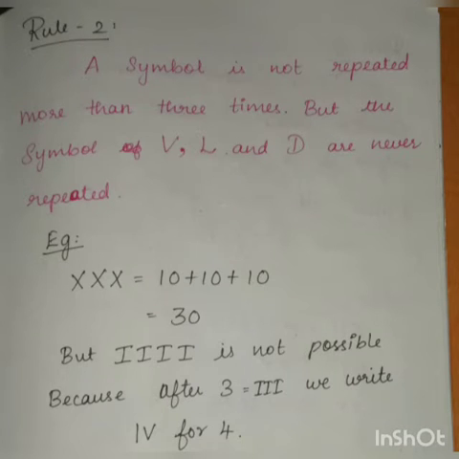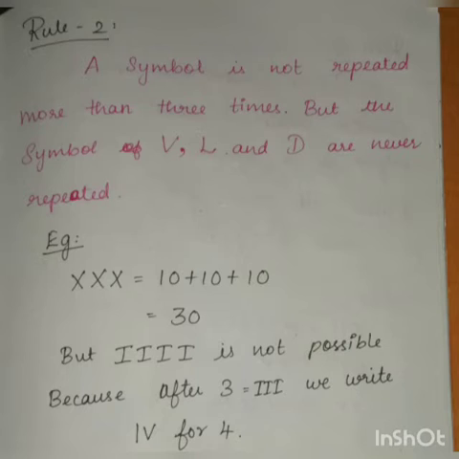The next rule is, I already told you that symbols will be repeated, but a symbol is not repeated more than 3 times. It will be repeated only thrice. But the symbols V, L and D are never repeated. You can't find V, L, D repeating. So the symbols will be repeated, but not more than 3 times. Only 3 times it will occur. But the symbols V, L and D are never repeated.